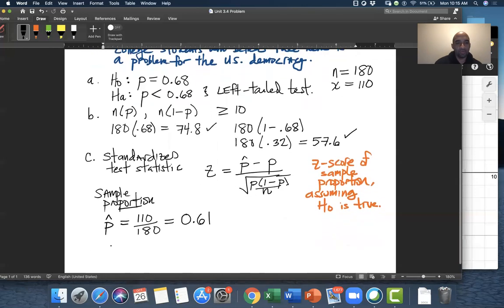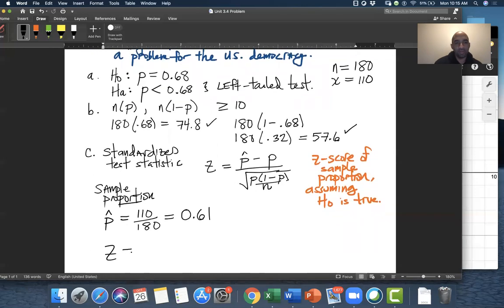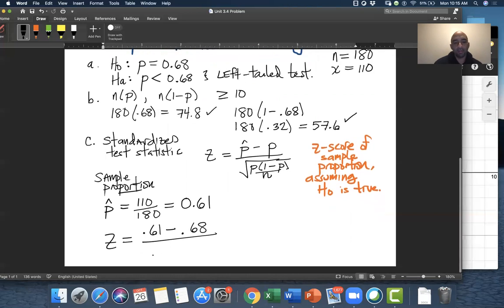All right, let's do it, and then we'll do the rest of this in Desmos. So z is going to be 0.61 minus 0.68, divided by the square root of 0.68 times 1 minus P. We did that up here already, the 1 minus P simplified to 0.32. So this is going to be 0.32 here, and we're dividing that by the sample size, which is 180. Make sure this makes sense: P is 0.68, 1 minus P is 0.32, N is 180.